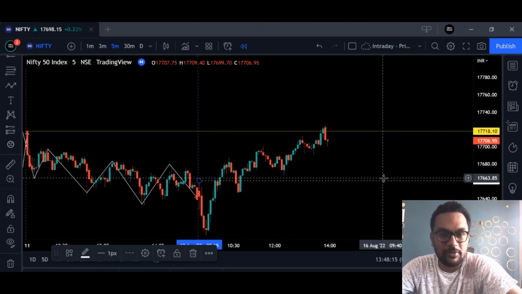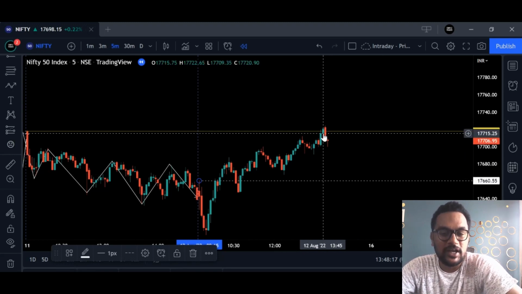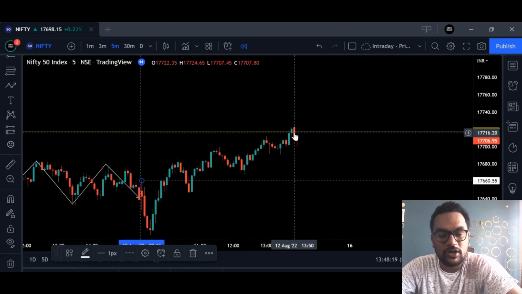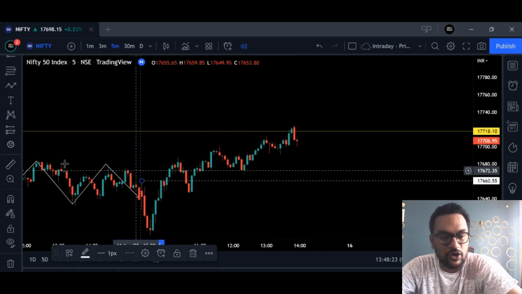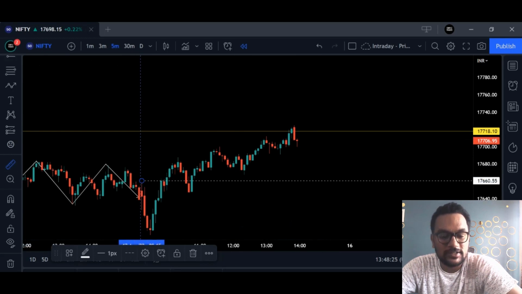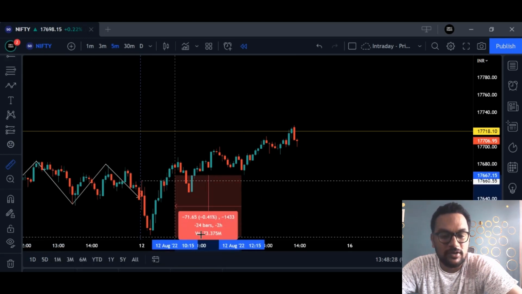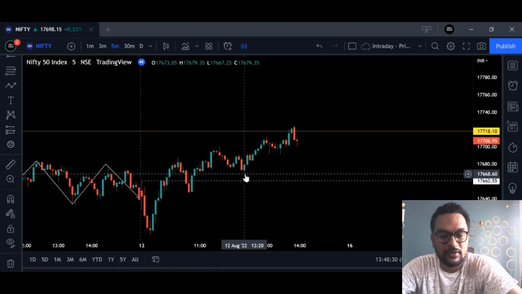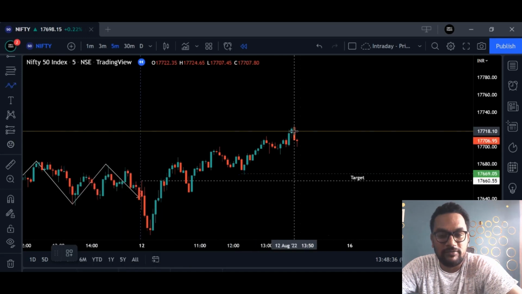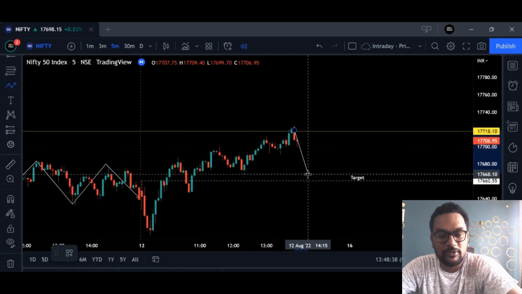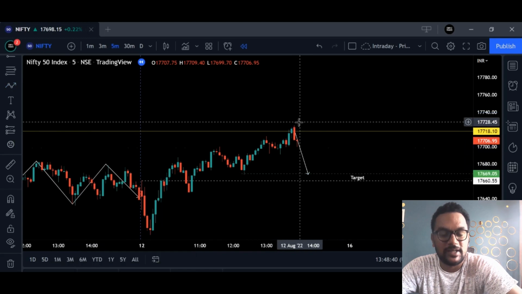What does it show? It is actually a BOF setup. So we can initiate our short trade here by keeping an SL above, and we expect the price to fall till this zone, because this was our first reversal zone in 5 minutes. This could be our target. So if we take a short, we expect the price to reach here by keeping SL above.